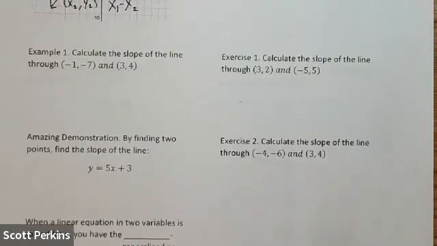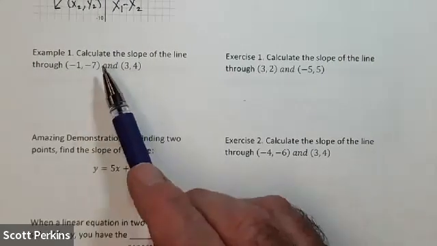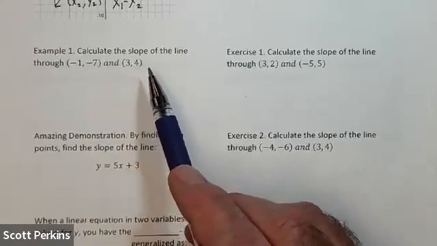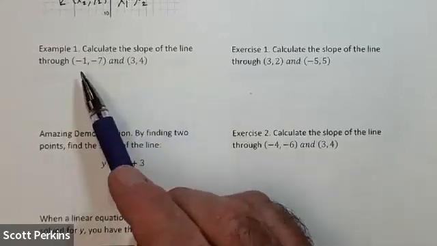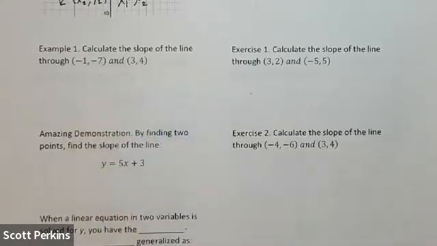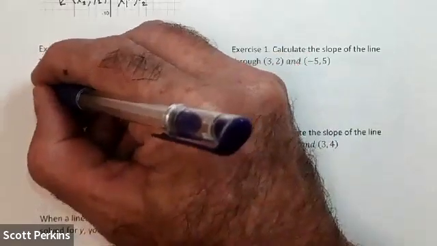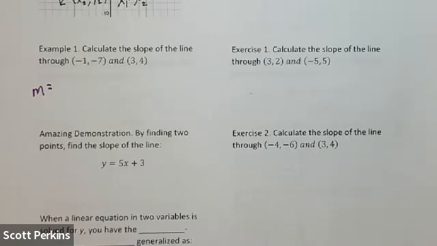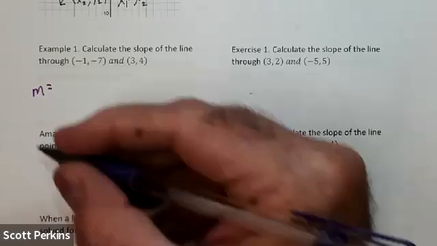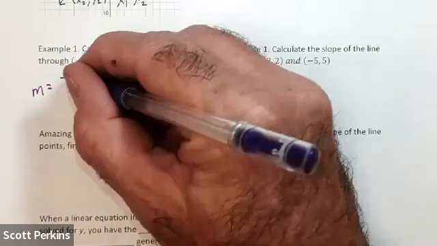My example one. We are going to calculate the slope of the line that goes through these two points, (-1, -7) and (3, 4). All right, here we go. Slope m is the rise. Somebody give me the difference that we are going to use to calculate the rise. Okay, which one do you want to be y1? Okay, there we go. -7 minus 4.